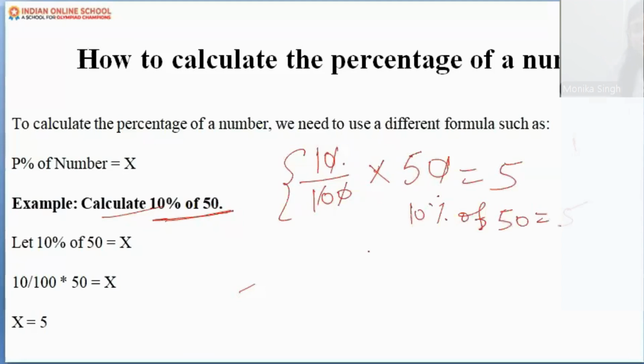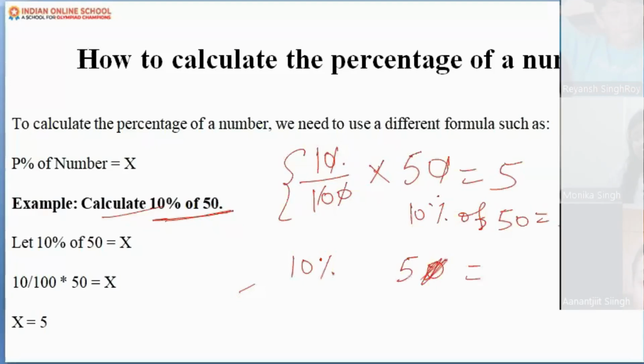Now the trick is that if we have to find out 10% of any number, like we have to find out 10% of 50, we just need to remove the 0. We remove the 0 and what we get? 5. Okay, now tell me 10% of 600.